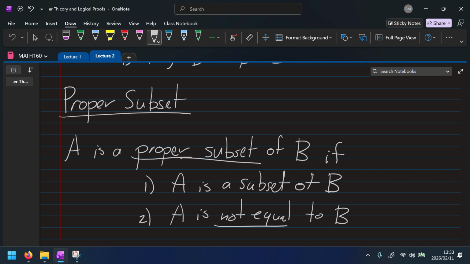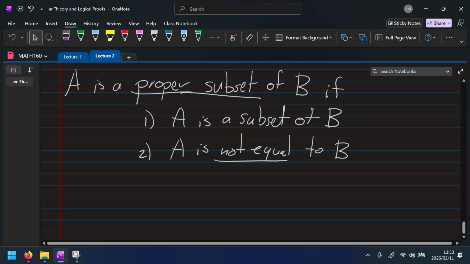So condition number 1 means it is a subset, the second word. Condition number 2 is what makes it a proper subset. Okay, these are two different things. So you may have a subset, but it may not be a proper subset. There's an extra condition attached.